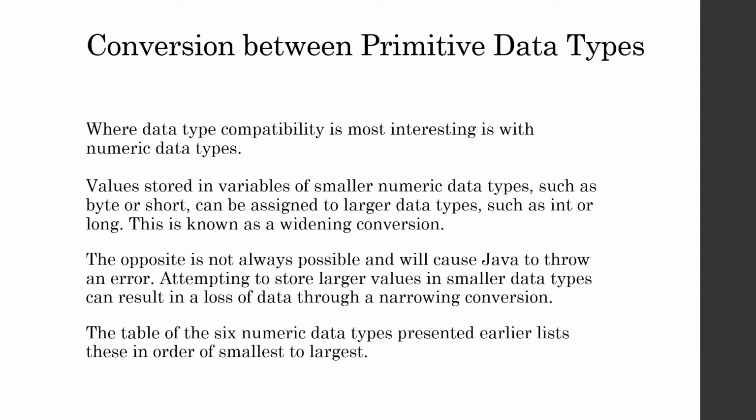So it's not always possible to do the opposite of this, which is to say taking an int and putting that into a byte as one example. This will cause Java to throw an error if we attempt to store larger values in smaller data types, so in variables of smaller data types. That could result in a loss of data through what is known as a narrowing conversion. So the opposite of a widening conversion is going to be a narrowing conversion.